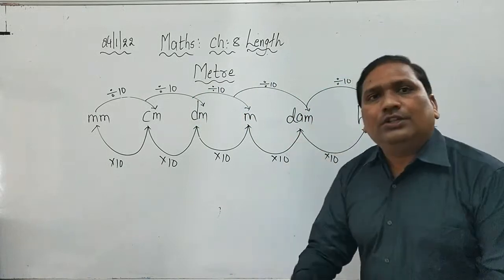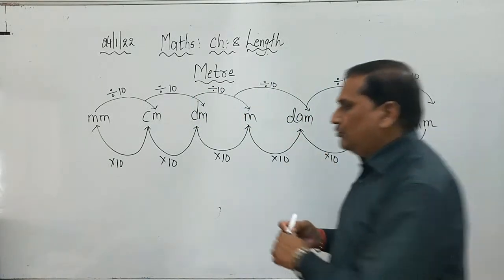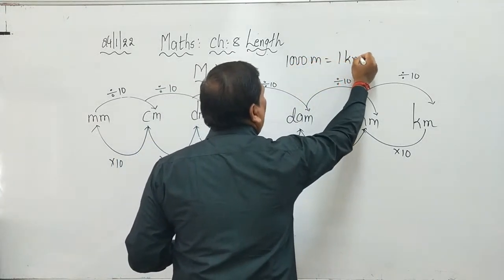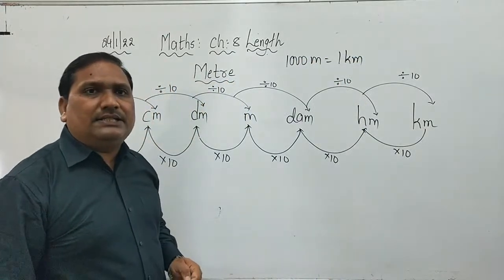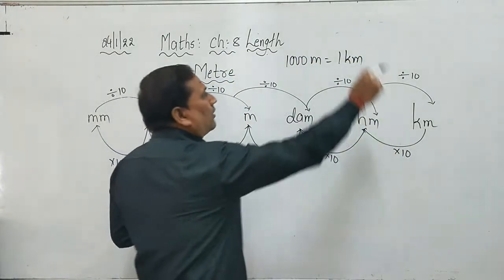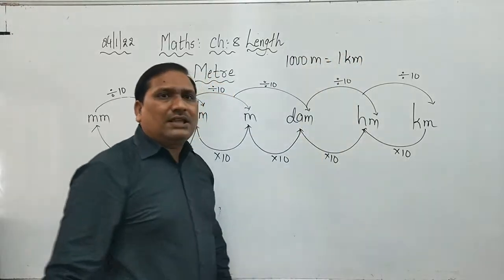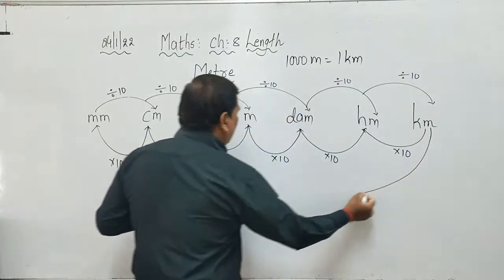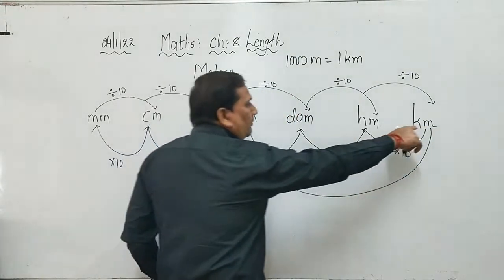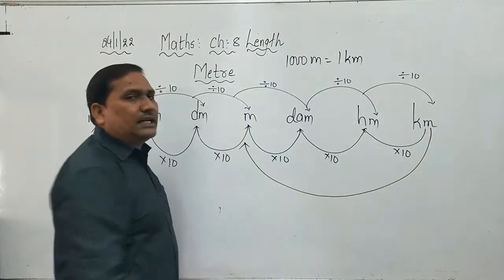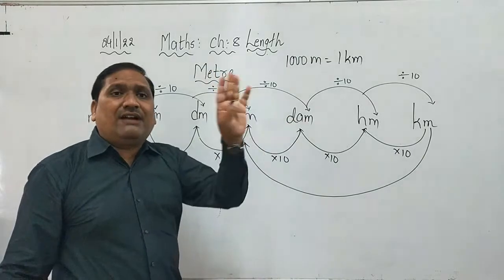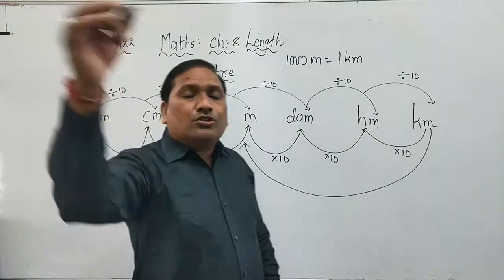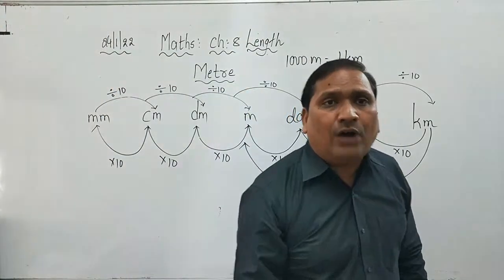नाउ वी ऑल नो स्टूडेंट्स, हमें सबको मालूम है कि 1000 मीटर इज इक्वल्स टू 1 किलोमीटर और 1 किलोमीटर इज इक्वल्स टू 1000 मीटर. सो लुक स्टूडेंट्स, किलोमीटर से अगर मुझे मीटर में कन्वर्ट करना है, तो I should multiply it by 1000. Suppose 2 kilometer. So how many meter? It should be 2000 meter.